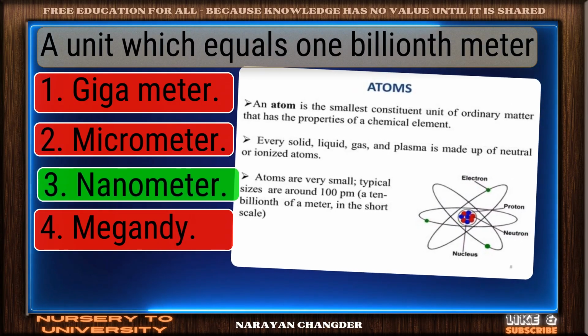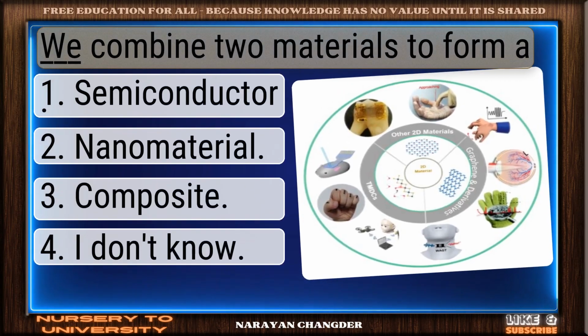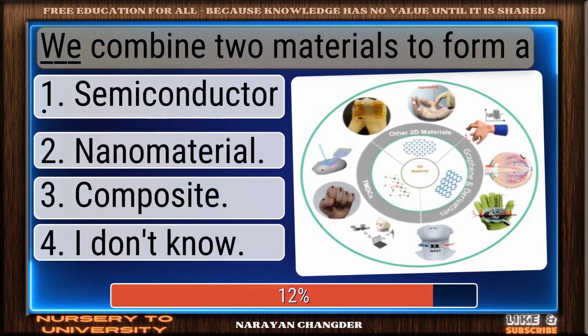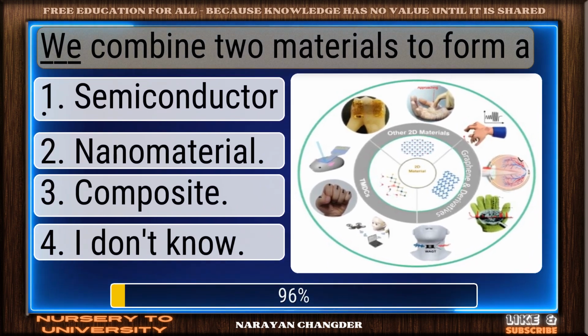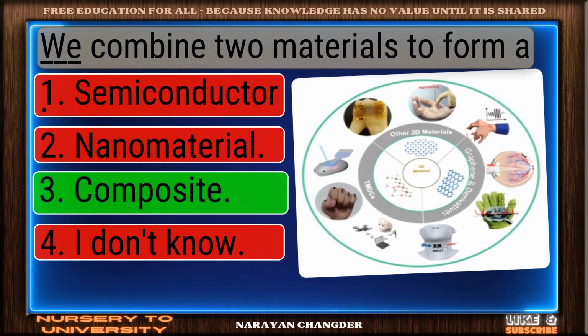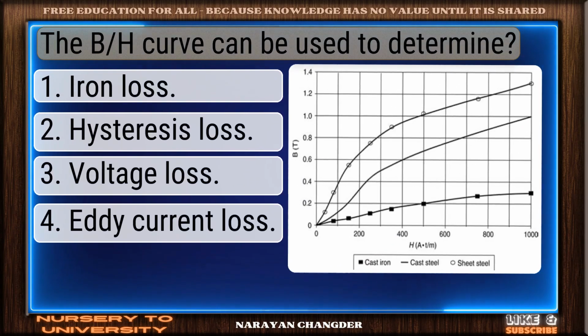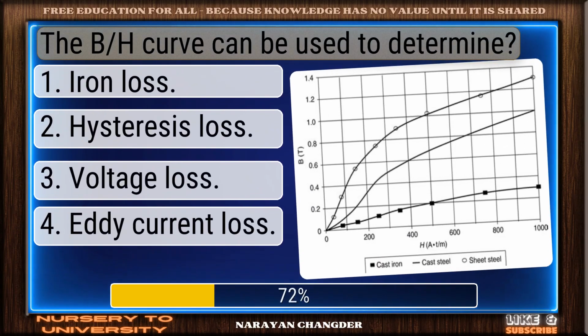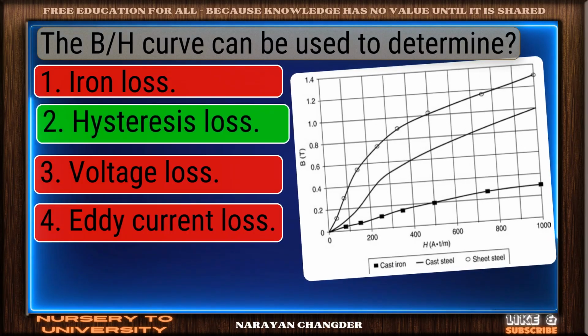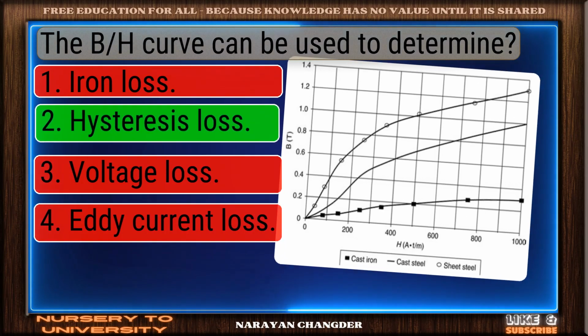nanometer is right. We combine two materials to form a dash. Nice work. You chose composite, and it is correct. The BH curve can be used to determine. Right choice. Hysteresis loss is the best answer.